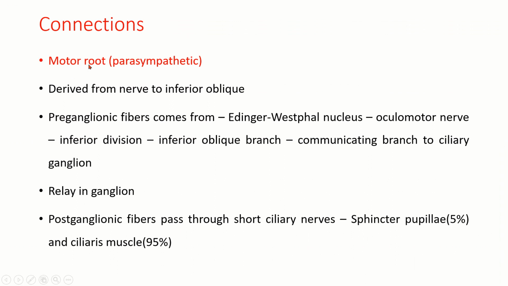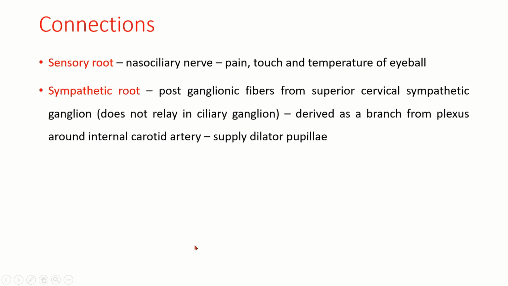Connections: the motor root or parasympathetic root is derived from the nerve to inferior oblique. The pathway is, it starts from preganglionic fibers coming from the Edinger-Westphal nucleus, then they pass through the oculomotor nerve and its inferior division, the branch to inferior oblique, and the communicating branch to the ciliary ganglion. There is relay in the ganglion. Postganglionic fibers pass through short ciliary nerves and they supply the sphincter pupillae and ciliaris muscle. The majority of them go to the ciliaris muscle.